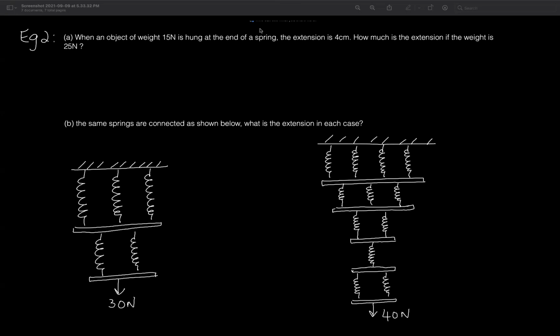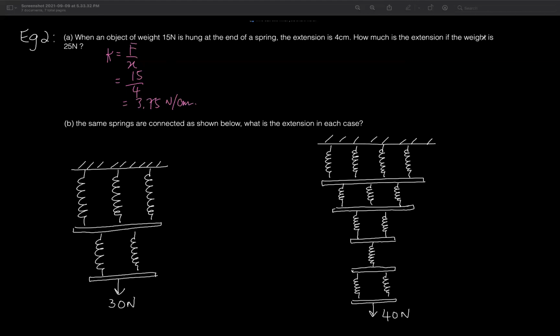When an object of weight 15 Newton is hung at the end of a spring, the extension is 4 cm. How much is the extension if the weight is 25? Okay, we can just do k equals F over x, equals 15 divided by 4 cm, equals 3.75 Newton per cm.